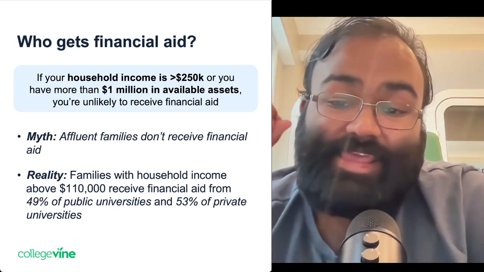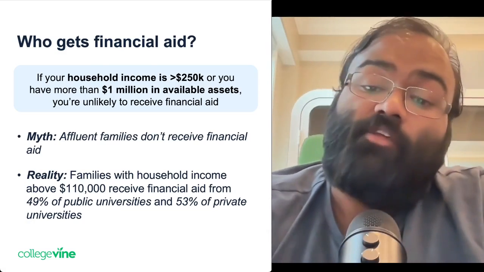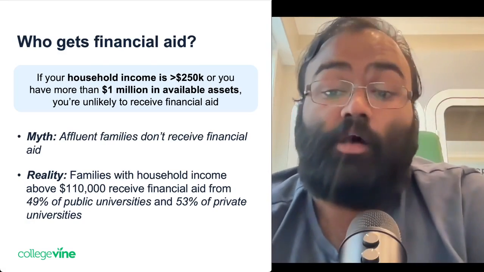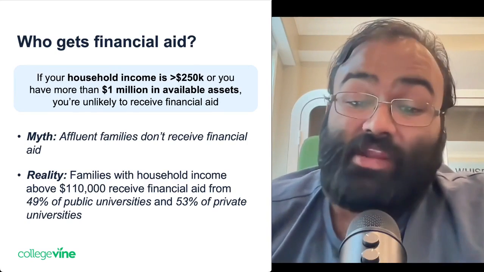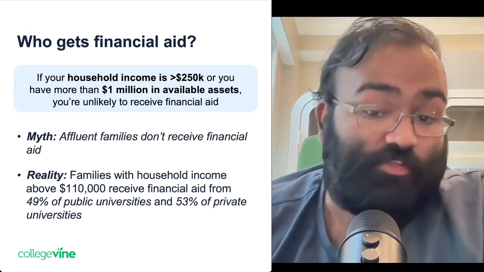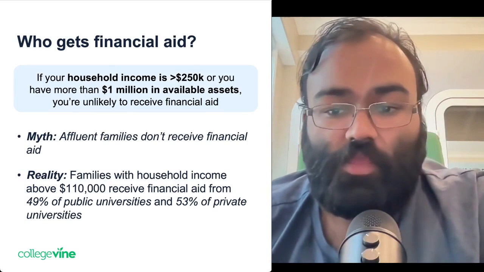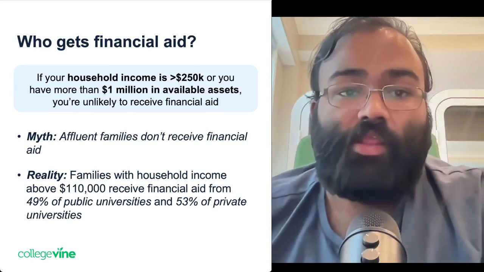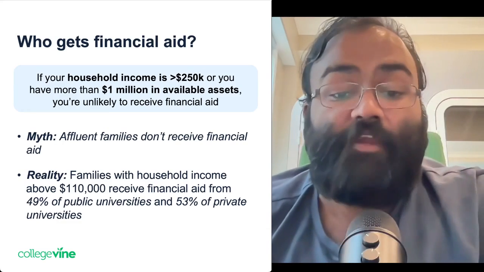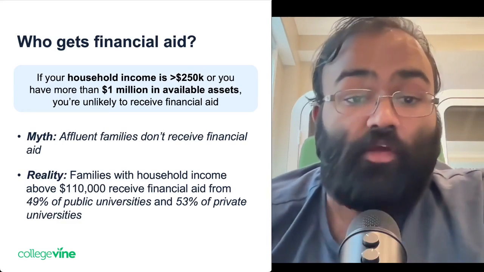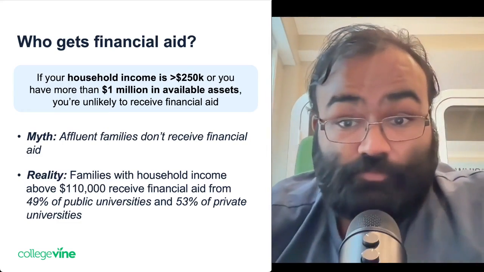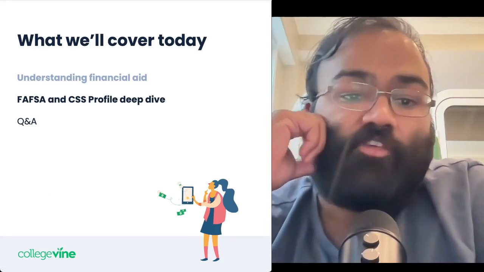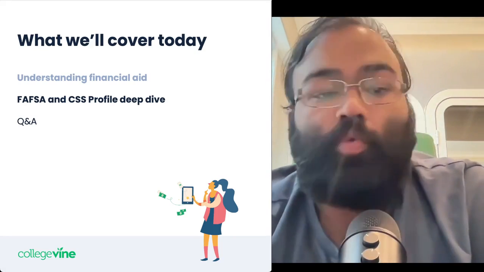The reality is that if you look at families with household income above $110,000 per year, those types of families are going to receive financial aid from 49% of public universities and 53% of private universities. The vast majority of, or at least a majority of families with household income above $110,000 actually do end up receiving financial aid. So that's the backdrop of how financial aid works and what it is.